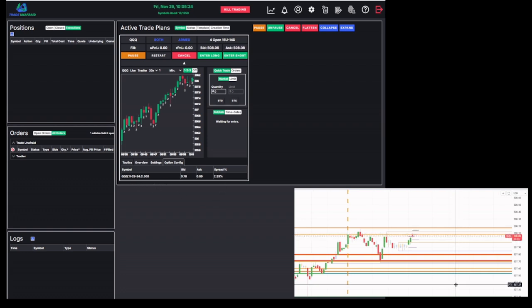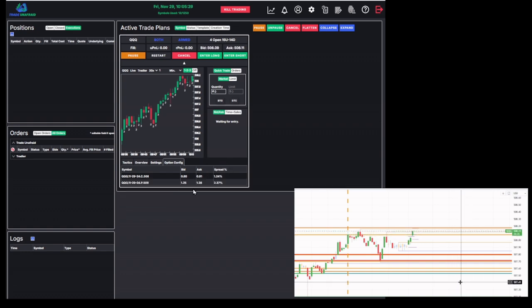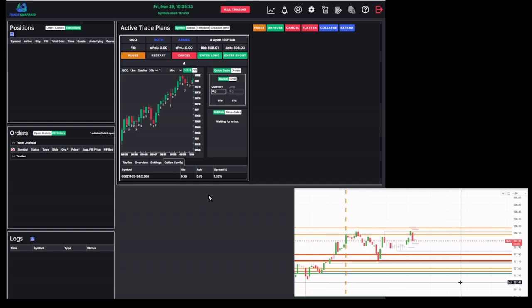Which I like with Trade Unafraid because I have it to where if the spread goes too wide, it won't let me trade it. So even if I hit enter long or short, if the spread is way too wide, I can't enter it. So that's one less thing I have to watch, which is beautiful.